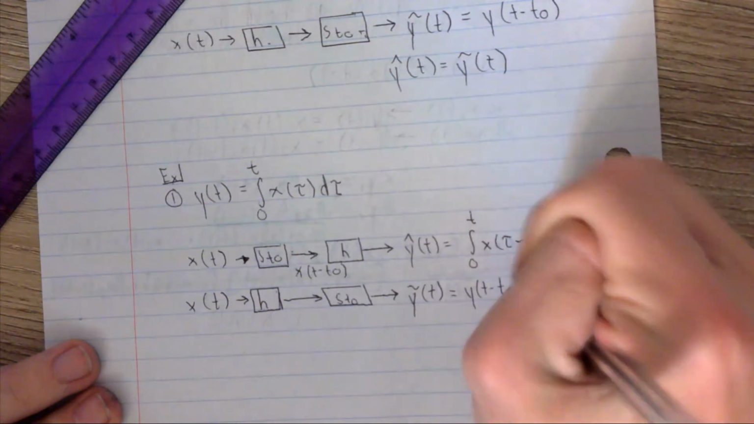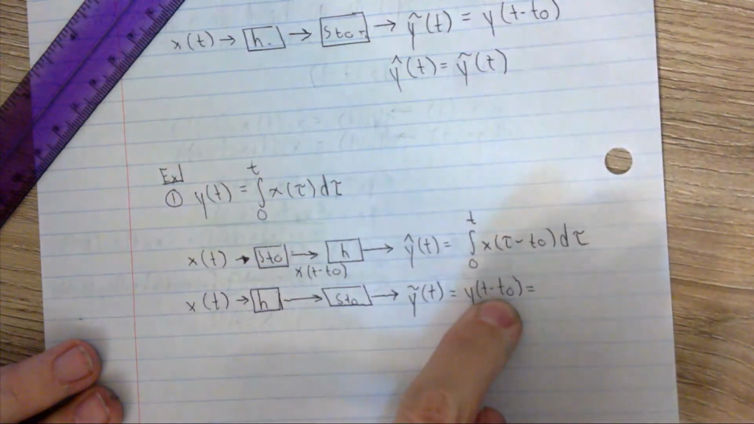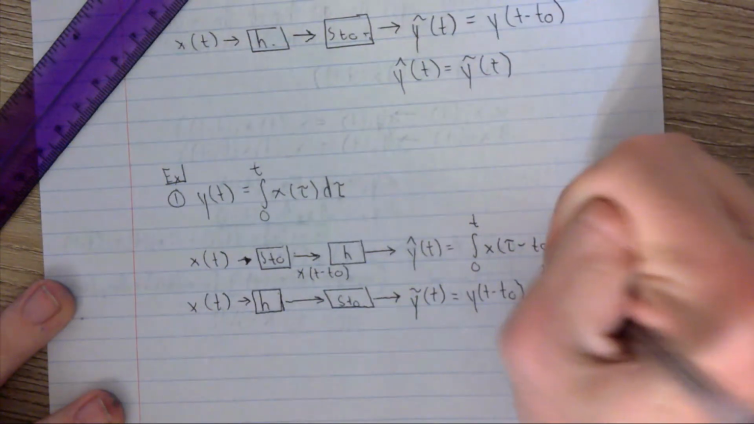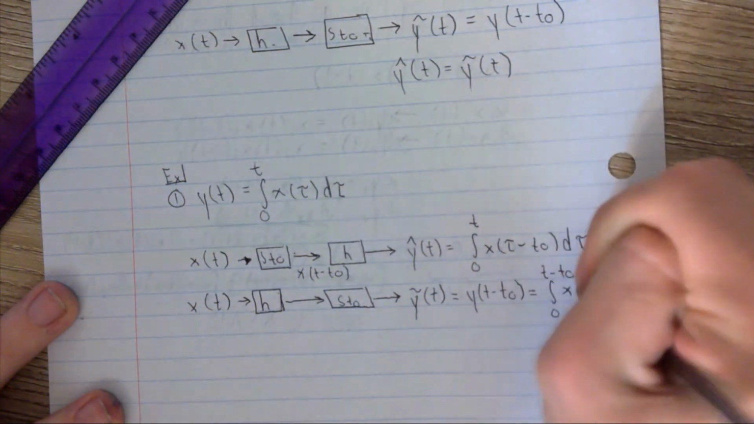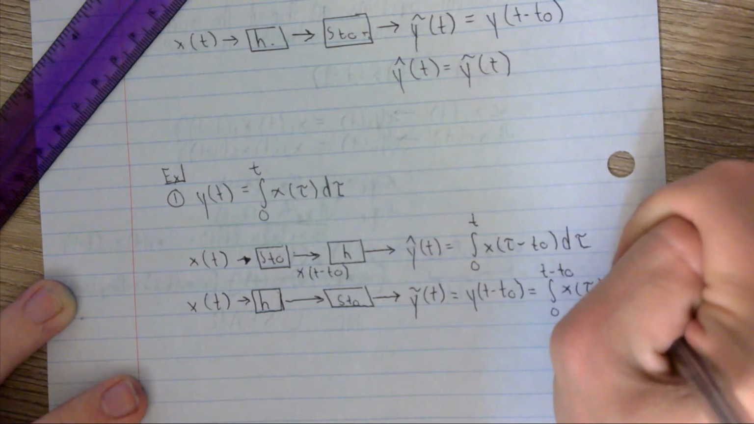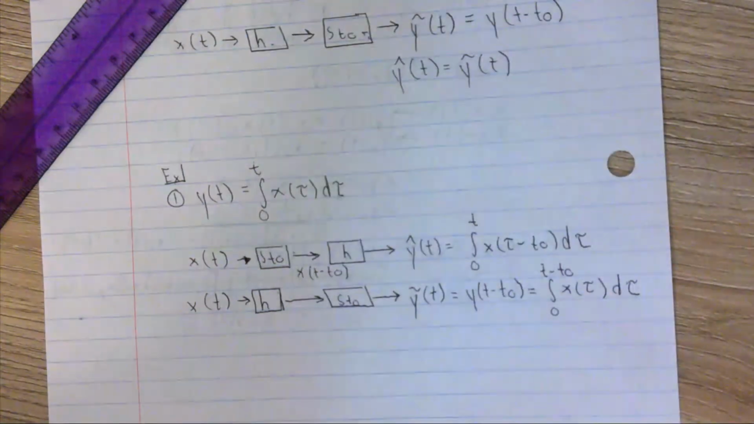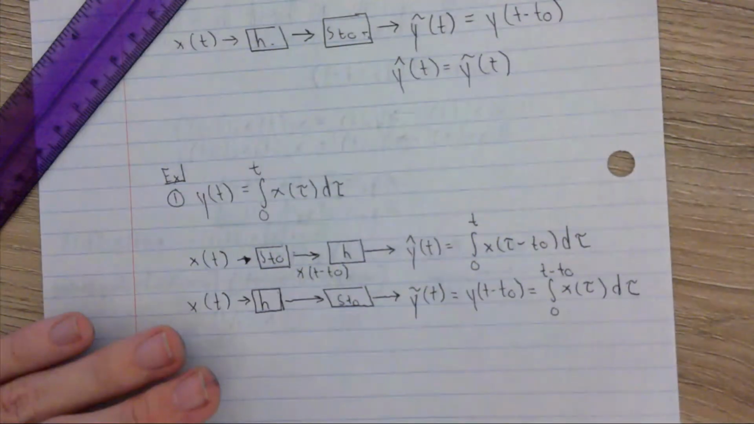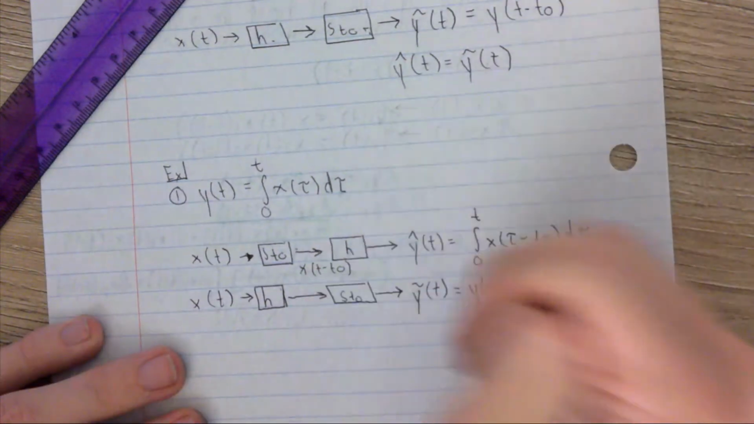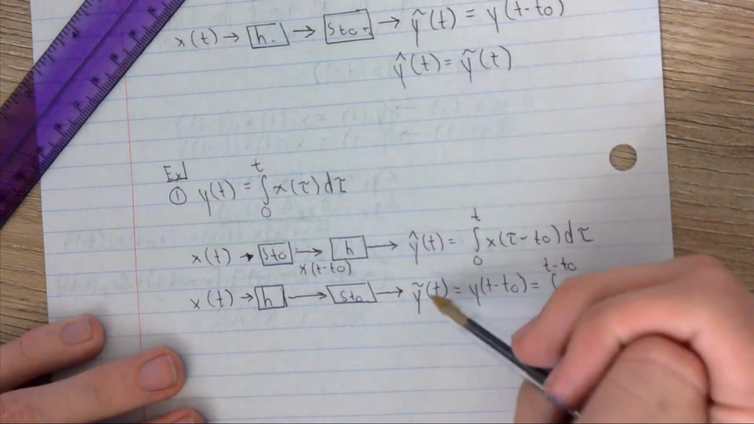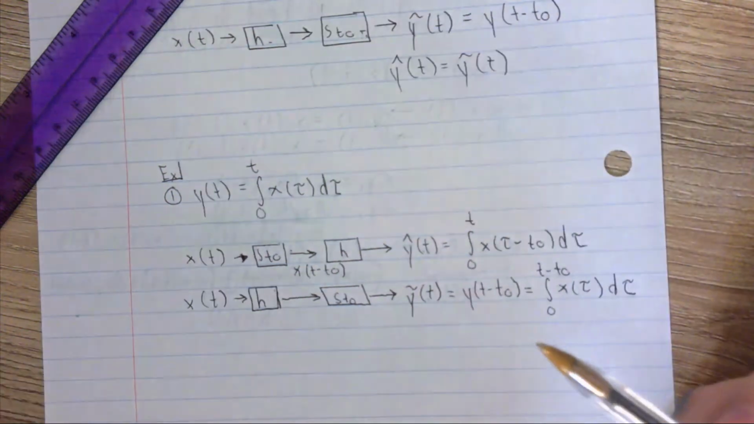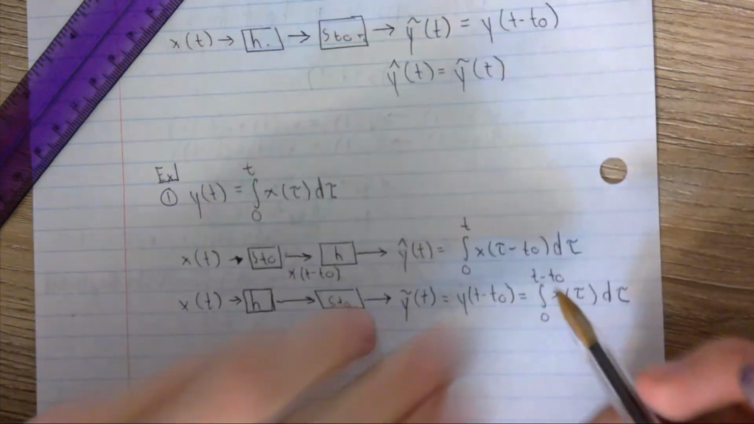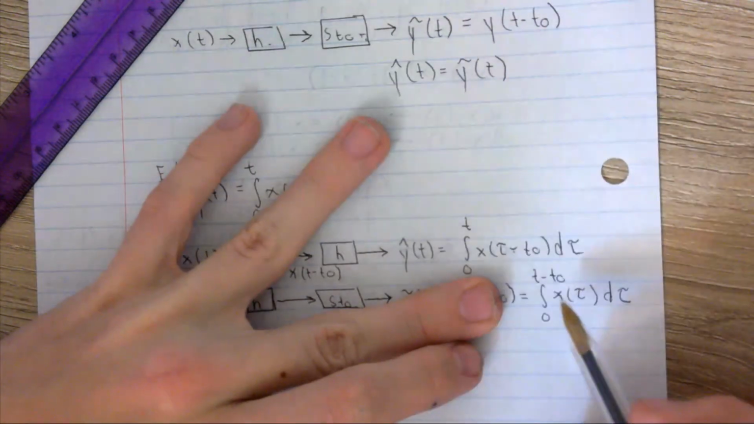That's going to be anywhere we see t, we're going to substitute in t minus t0. So this would be t minus t0 here, then x of tau d tau. And so now that we've written those two systems, what we need to see is, is y hat equal to y tilde? Well, when looking at this from initial glance, looking at these sides here, they don't look equal.